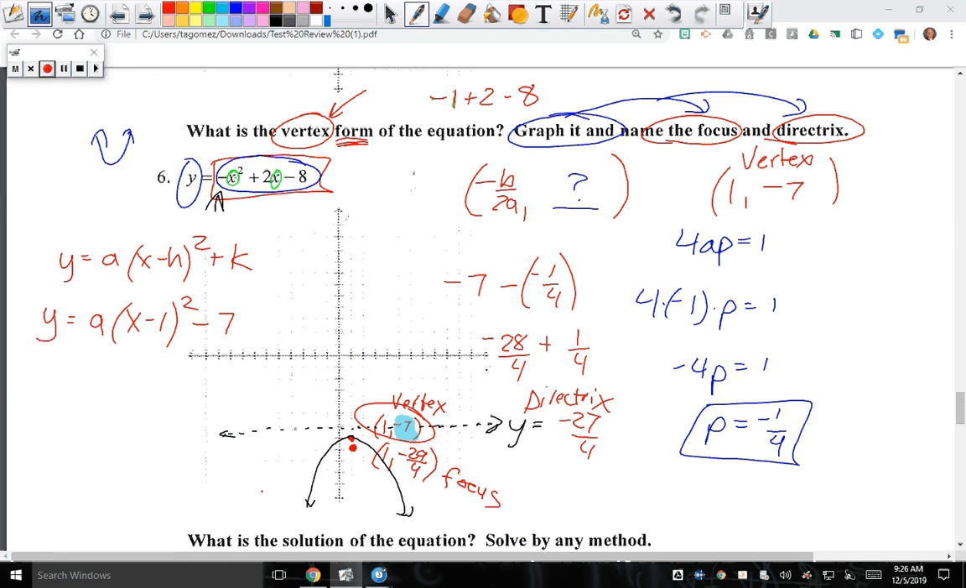What do I put for a? Negative what? Negative 1. So you could put a negative 1, or you could just put a negative. And that would be this vertex form from what we did. Any questions?